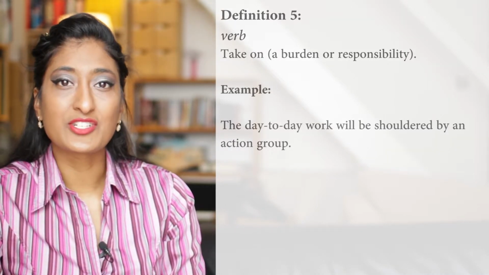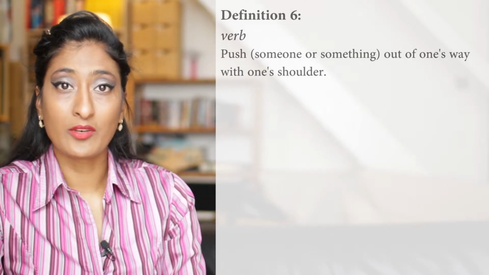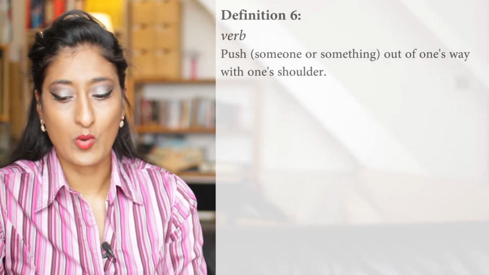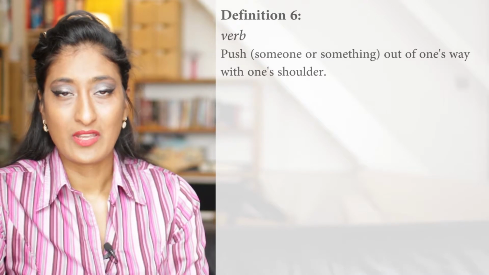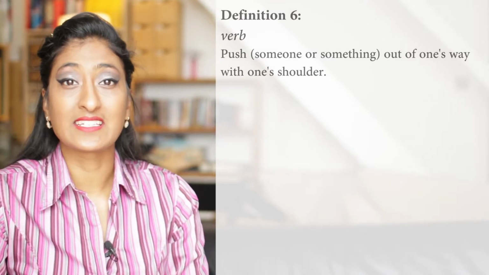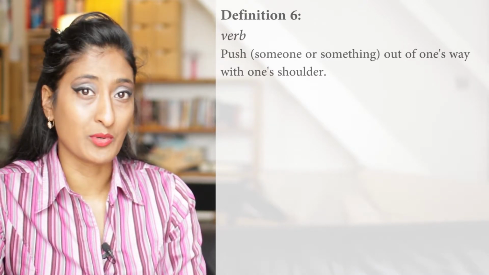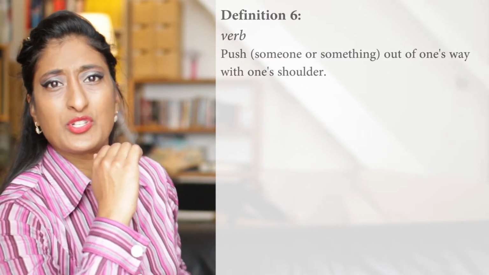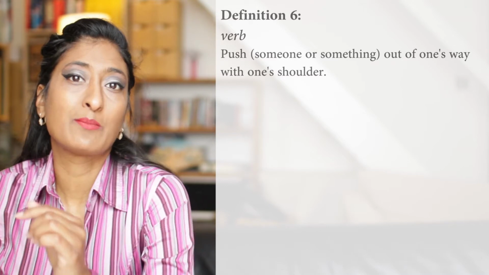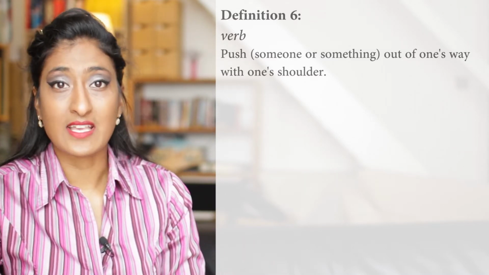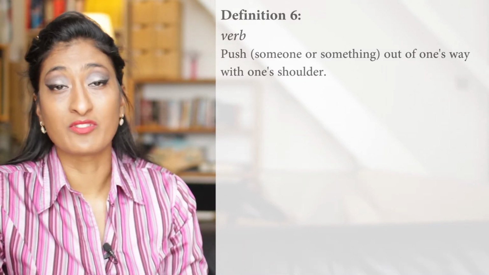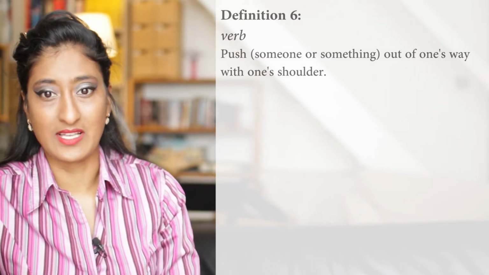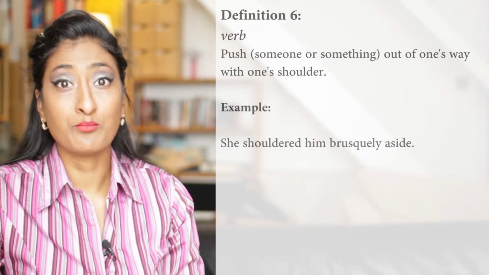And finally, definition 6, push someone or something out of one's way with one's shoulder. So when you are physically trying to get to the front of a crowd, for example, and you push people out of the way, but kind of put your arm forward and shoulder people to the side, then you say that you are shouldering them away. Here's an example sentence. She shouldered him brusquely aside.